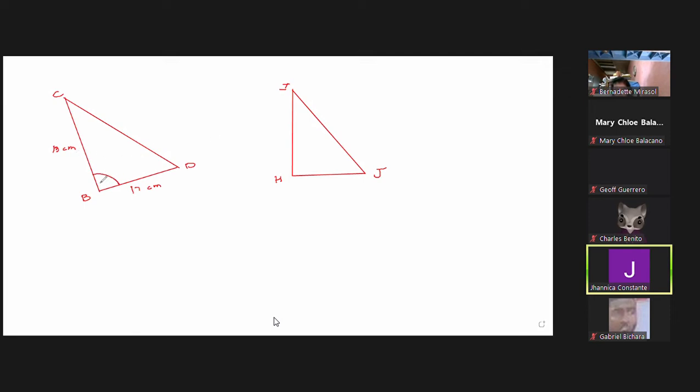measures 36 degrees. Side HI measures 19.5 centimeter. HI measures 6.5.